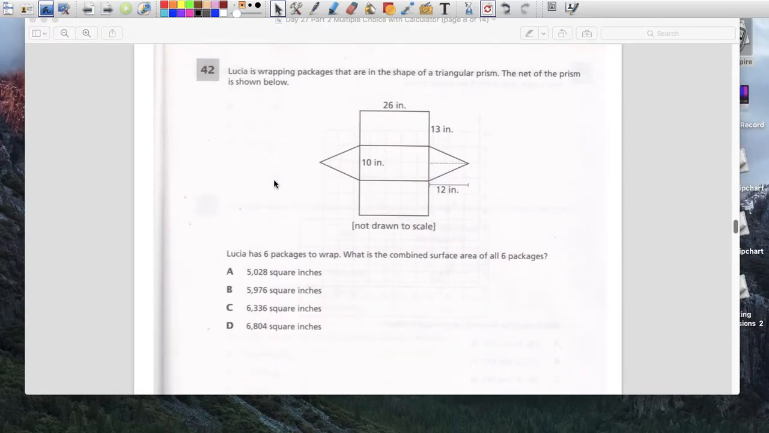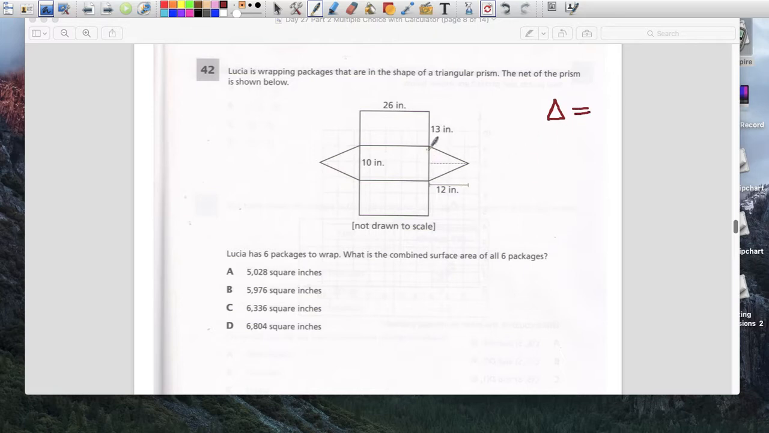42, we want the net of the prism. We want the surface area. The surface area is the sum of all these. We have 3 triangles, 3 rectangles, and 2 triangles. So let's do the area of the triangles.